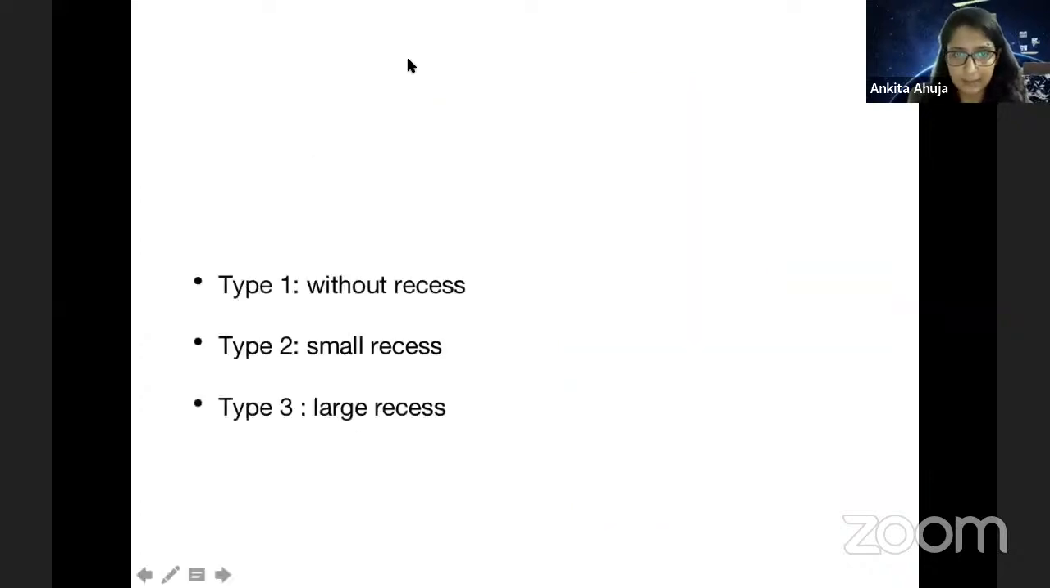So let's see an example. Your sublabral recess has also been classified into 3 types. Type 1 is when there is no recess. So ideally your biceps labral morphology is classified into 3 types. Type 1 when there is no recess.